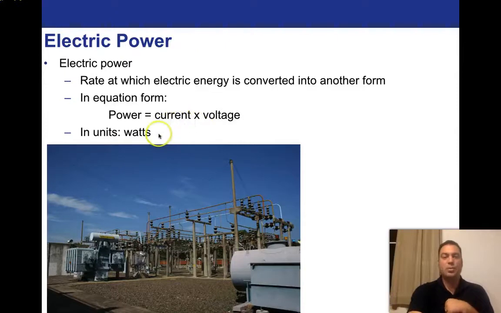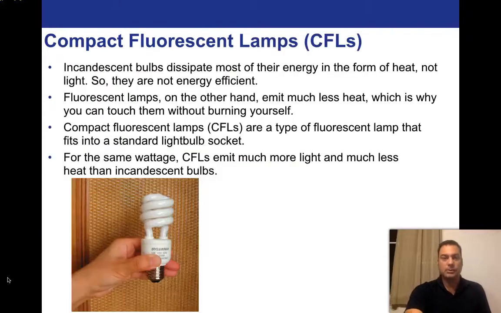So the units for that are watts. Power is always in watts. So this again is another power generating system. There's some apparatuses here, some transformers. We'll be talking about them again shortly.